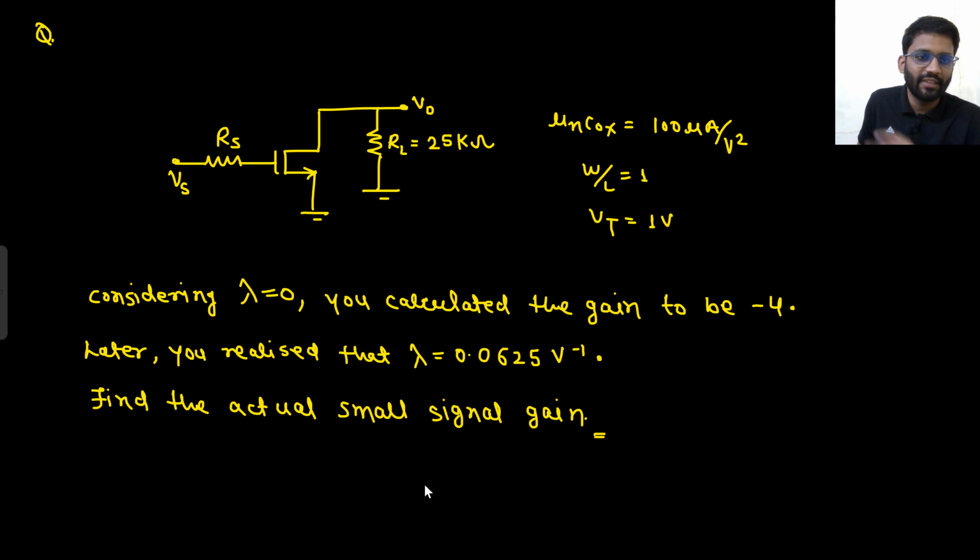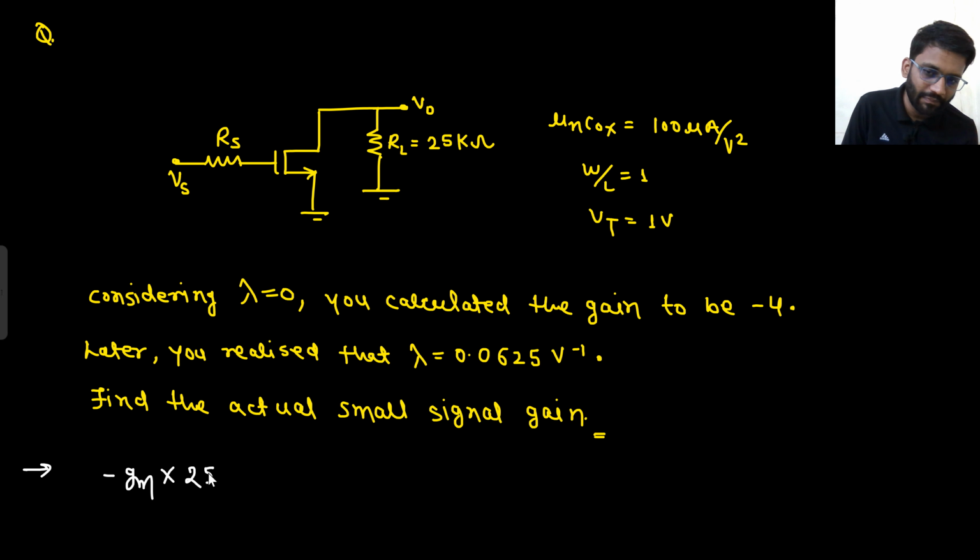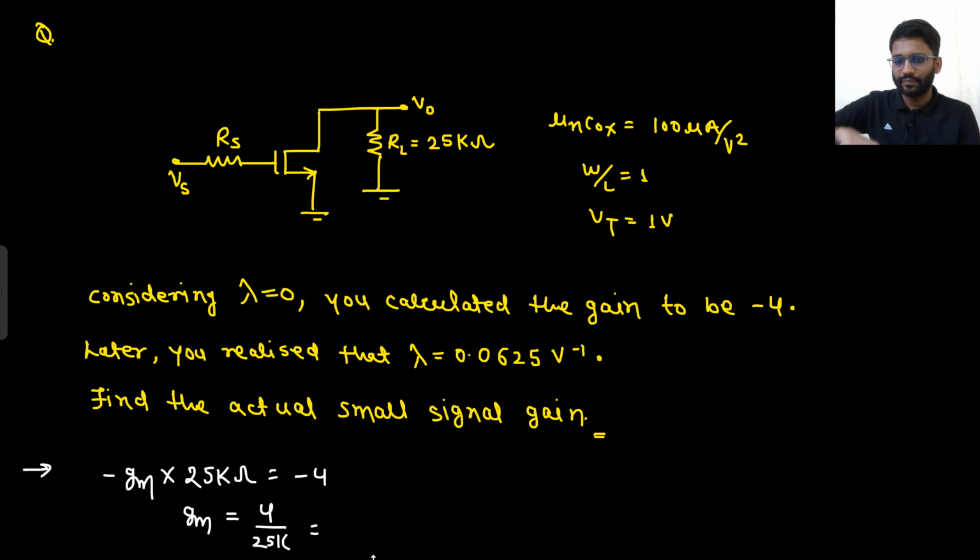First you thought that your lambda is 0. Then what should be the gain? If your lambda is 0, then simply the gain would be minus gm into RL. That value came out to be minus 4. So what is the value of gm? 4 by 25k. So what is 4 by 25? That is 0.8, no? Oh, it is 0.16, yeah. So it is 0.16 milli. So this is the value of gm that came out to be.